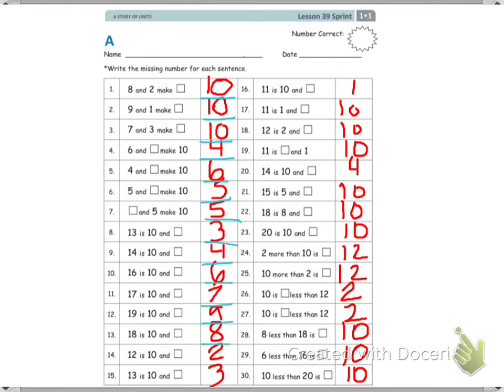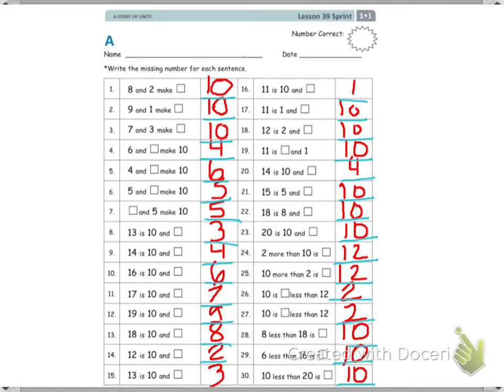Number 13 is 8. Number 14 is 2. Number 15 is 3. Number 16 is 1. Number 17 is 10. 18 is 10. 19 is 10. 20 is 4, 21 is 10, 22 is 10, 23 is 10, 24 is 12, 25 is 12, 26 is 2, 27 is 2, 28 is 10, 29 is 10, 30 is 10.